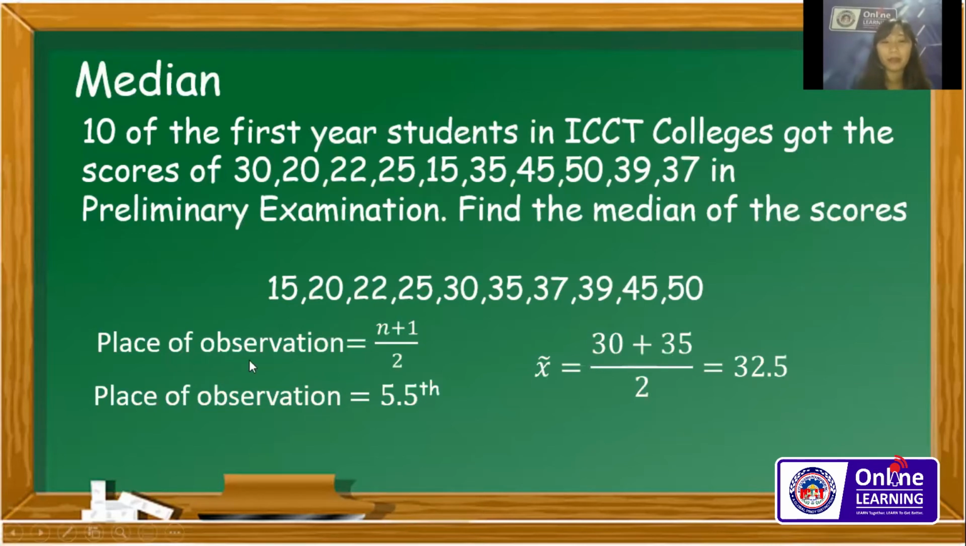By this, we also get the place of observation if the number of data is even. How do we get the place of observation? That is the number of data plus 1, divided by 2. So 10 plus 1 is 11, divided by 2, and that is equal to 5.5. So it means that the place of the median is in the 5.5 place. So it means nasa gitna siya ng 30 and 35.